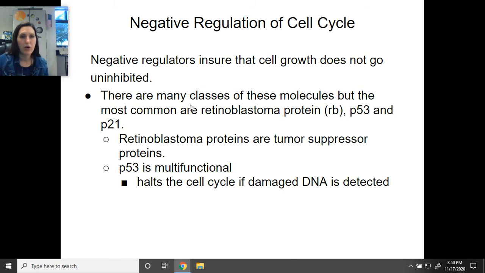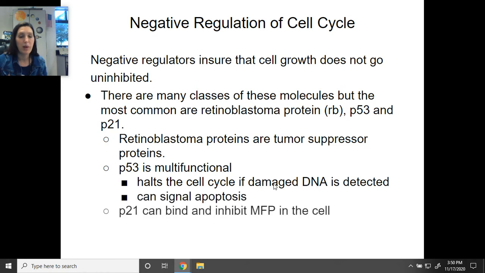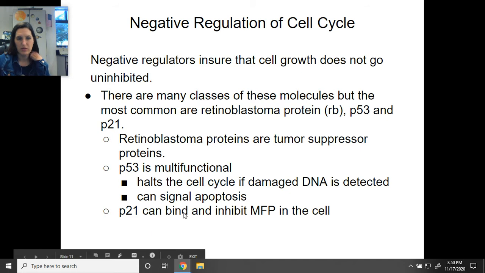Okay. All right. There are many classes of these molecules, but the most common is the retinoblastoma protein. Okay. These proteins are tumor suppressor proteins, and they halt the cell cycle if the DNA is damaged. It can signal apoptosis, which is the destruction. These things right here are just different types of proteins that can bind to that maturation promoting factor.